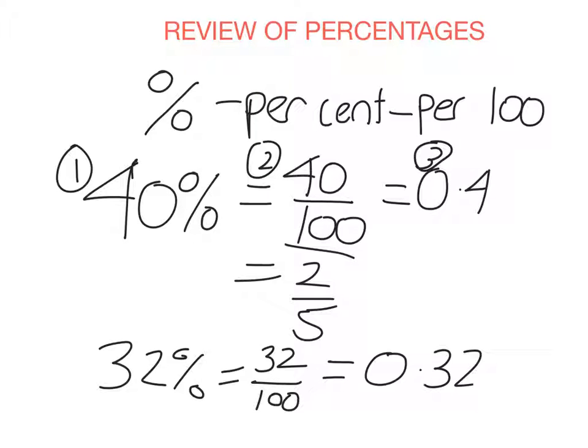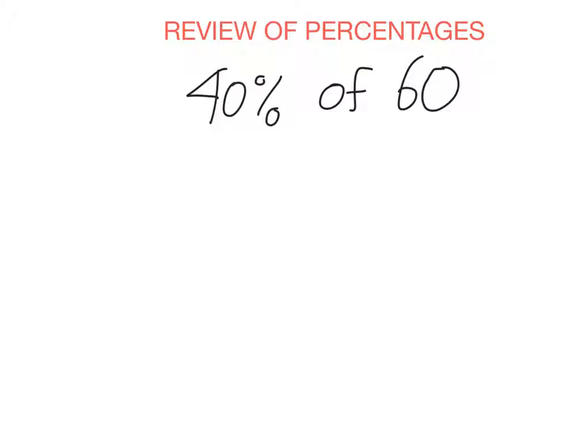So now we're going to look at finding a percent of a quantity. Let's say we have a question like, I want to find 40% of 60. So remember, 40% is the same as 40 hundredths. So I'm effectively taking 60, dividing it into 100 parts, and I'm wondering how much will be there in 40 of those parts. So in other words, I'm finding 40 hundredths of 60.